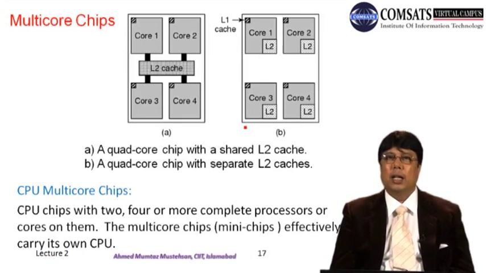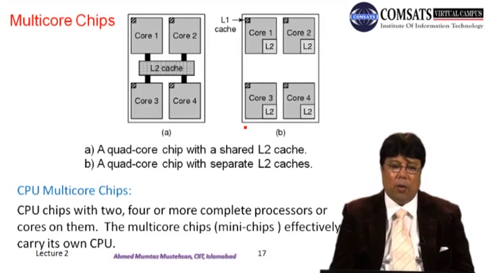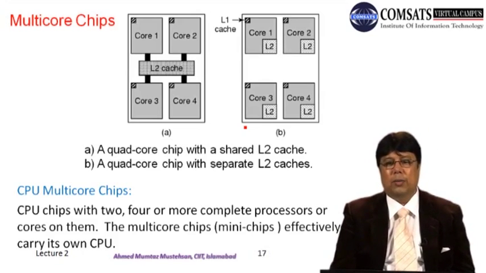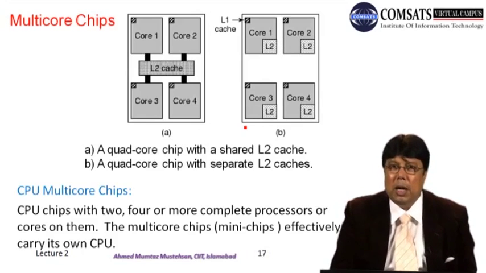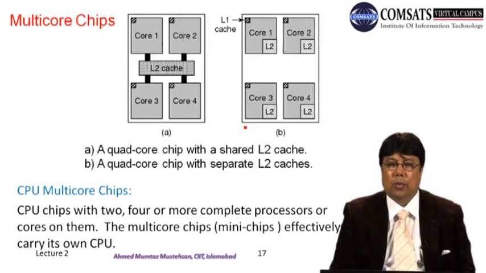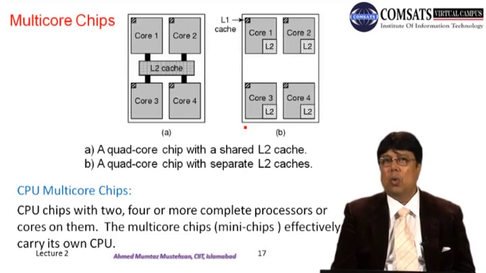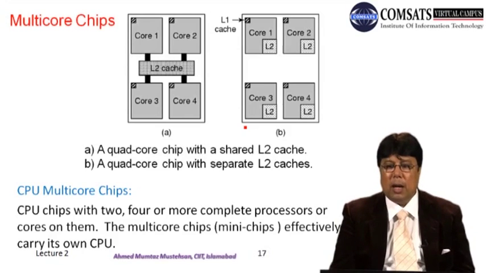Now there is another concept. I said there is a hierarchy of cache also. We can have level 2 cache. Now Intel has introduced a concept where level 2 cache is shared among multiple cores, meaning a multiple CPU chip. These are all 4 CPUs on a single chip. So these 4 CPUs can share the level 2 cache. And this is the concept which has been introduced by Intel.